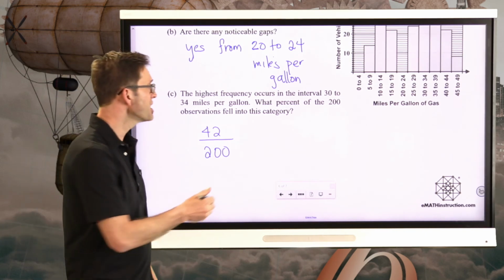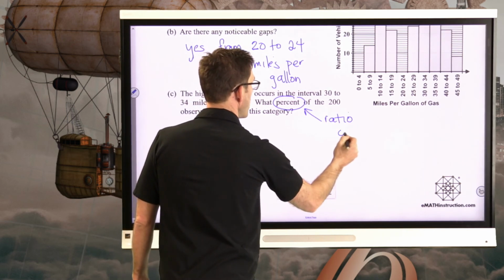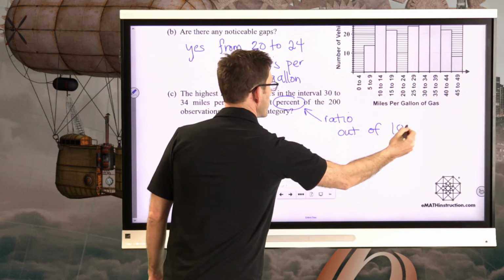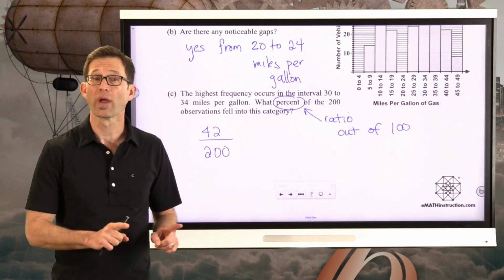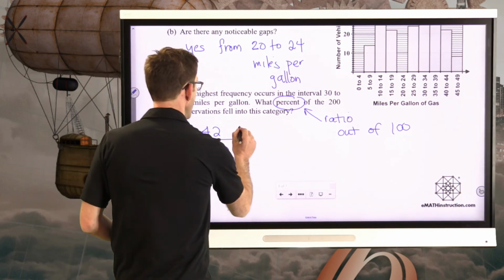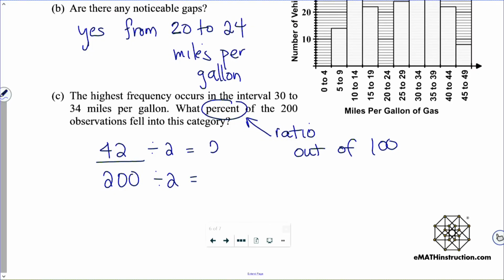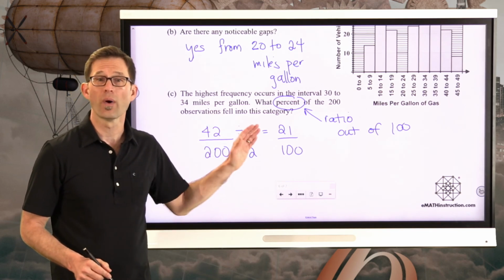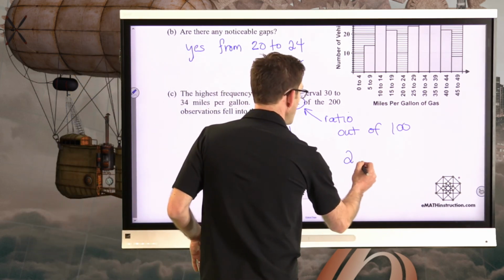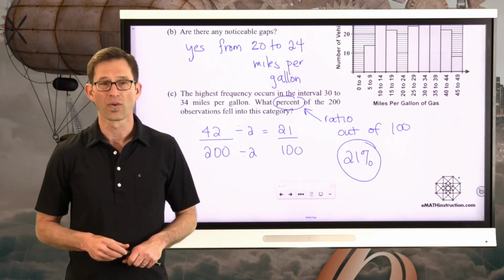But remember, what percent really is, is a ratio out of 100. Currently, our ratio is out of 200. All we have to do is create an equivalent ratio that's out of 100. That's pretty easy to do, because I can divide both numerator and denominator by 2, and that's going to give me 21 100ths. And therefore, 42 out of 200 is the same as 21 out of 100, and therefore 21% of the vehicles fall in that most frequent category.